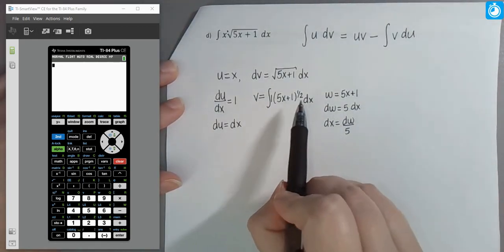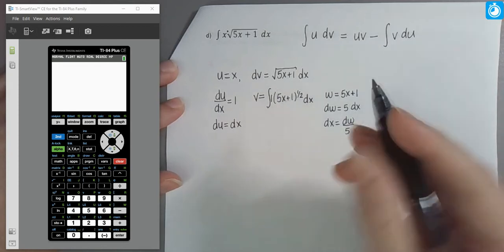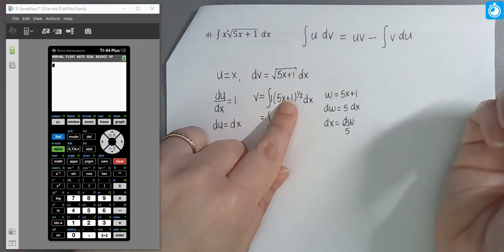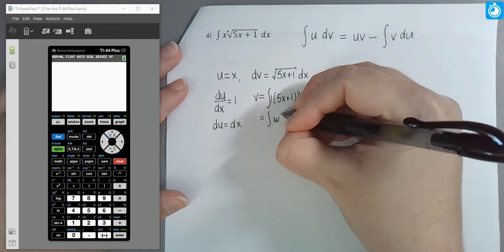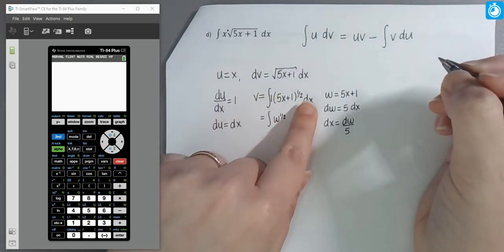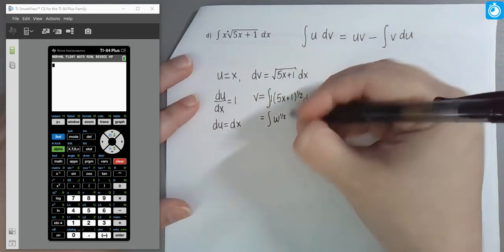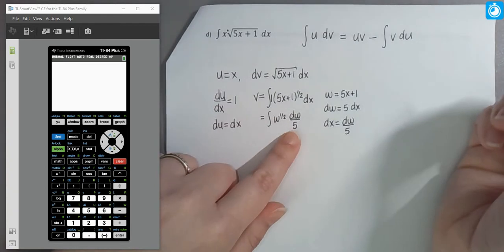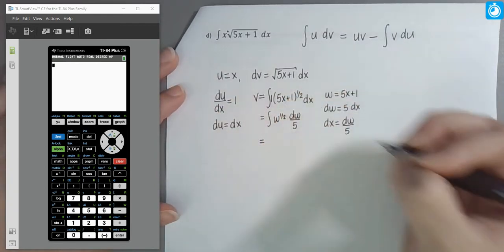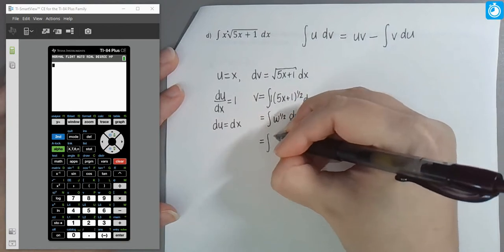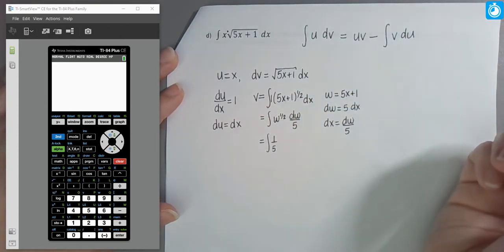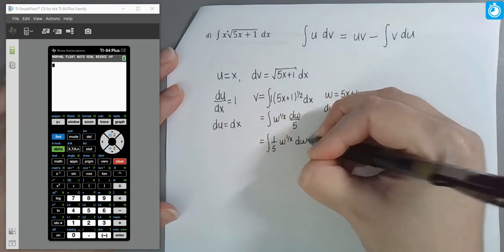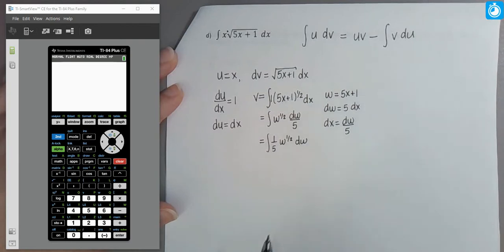Now we have something to substitute both for our inner function and for our differential. So that's going to be the antiderivative of 5x plus 1, which is our w, to the 1/2 power, times dx, which is dw over 5. That 5 is really the same thing as a 1/5. So this is the antiderivative of 1/5 times w to the 1/2 dw. And that we can integrate.